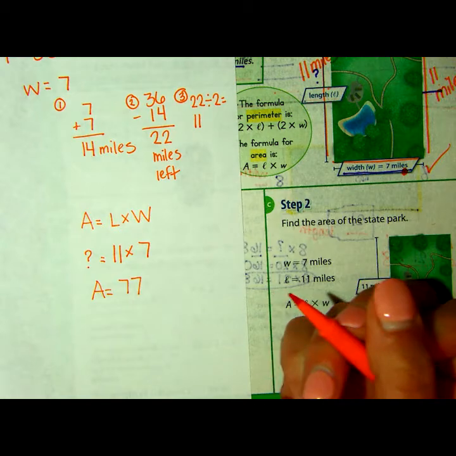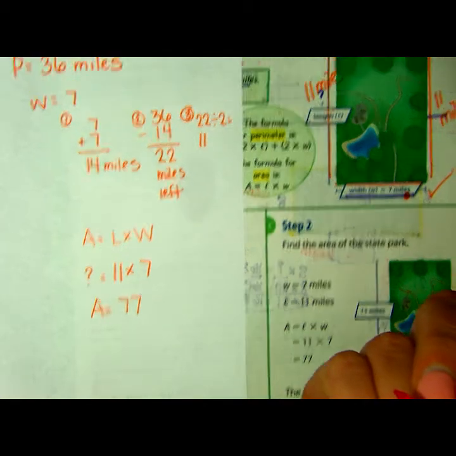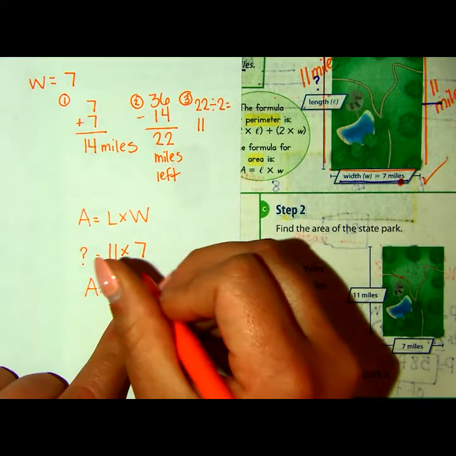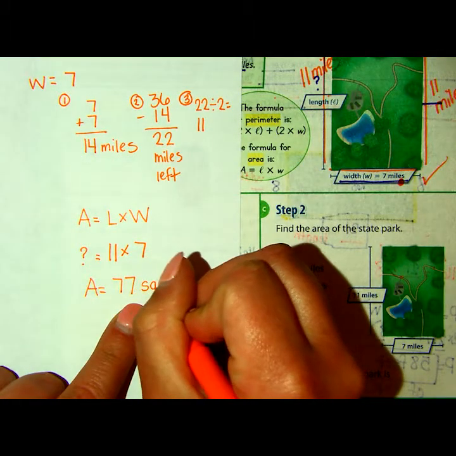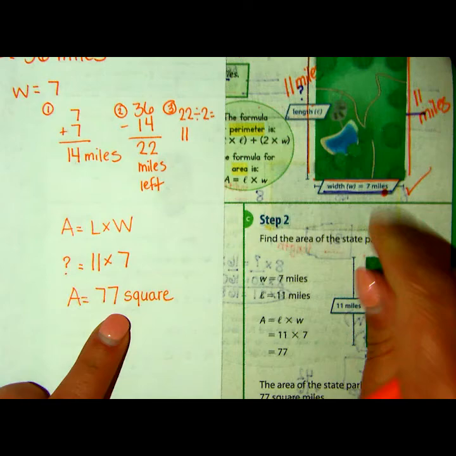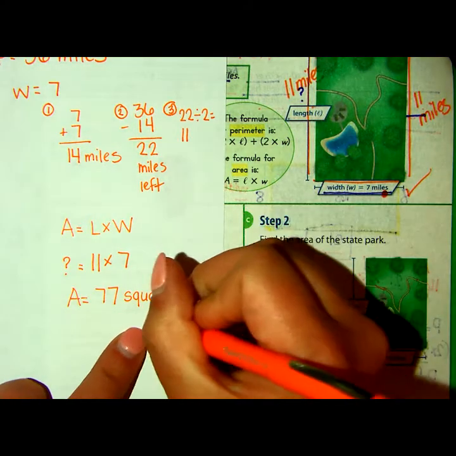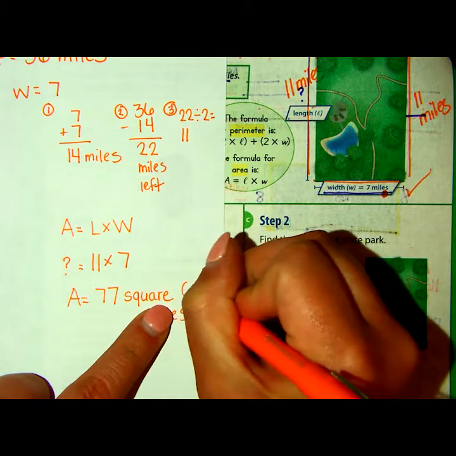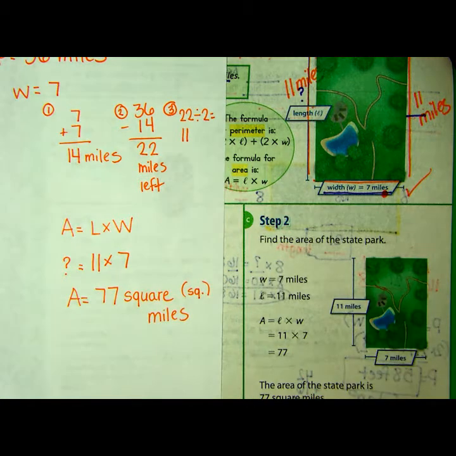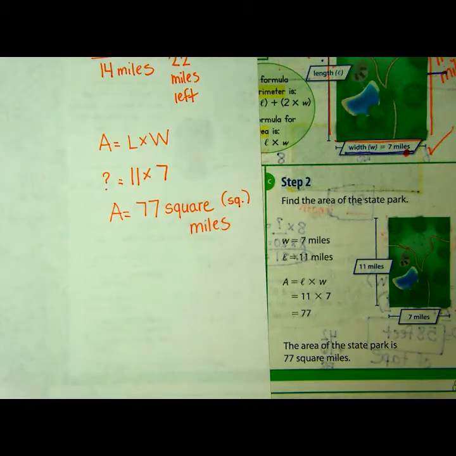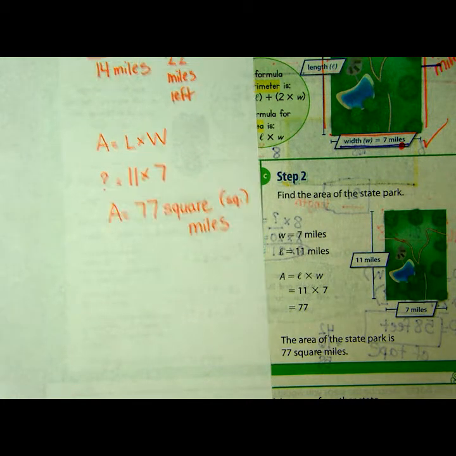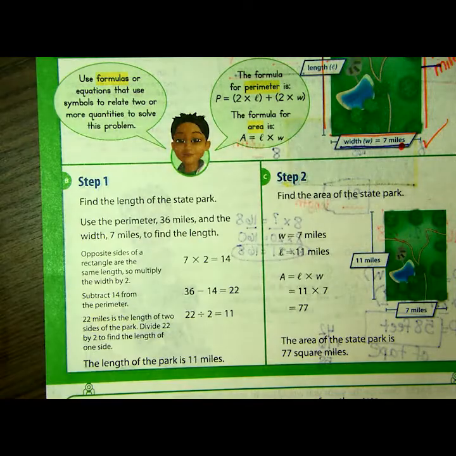77 what? Well, area means it's covering this whole thing. So we use that special abbreviation, right, of square and then our unit of measurement, which is miles. And sometimes you might see square abbreviated with SQ. So now we know the total area. It is 77 square miles. Whew. Let's try another one. Let's turn the page.